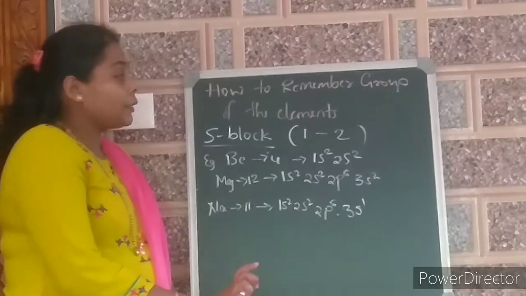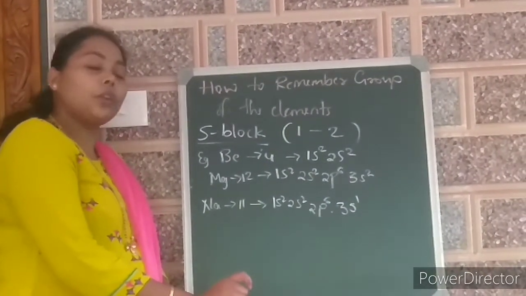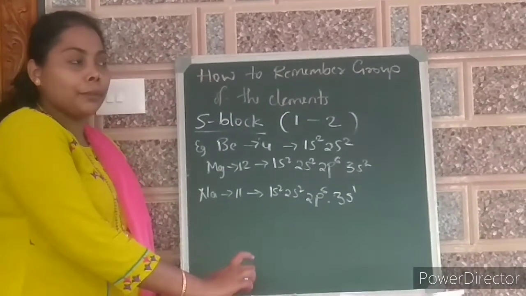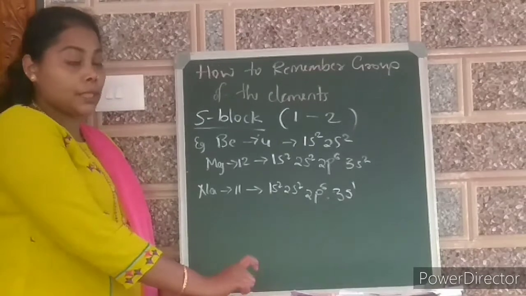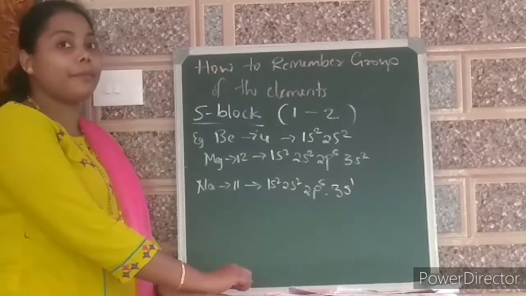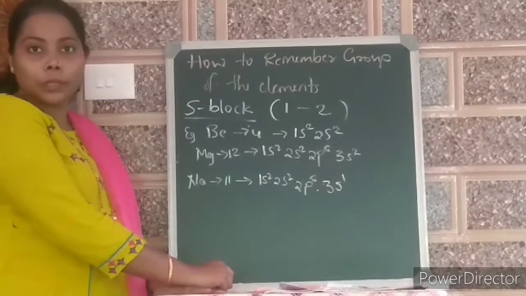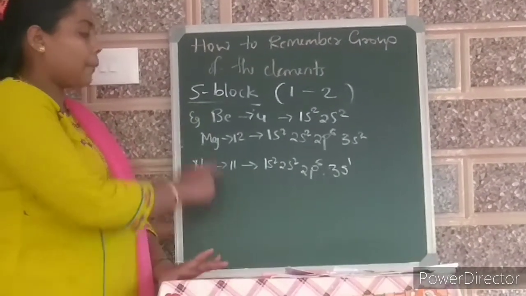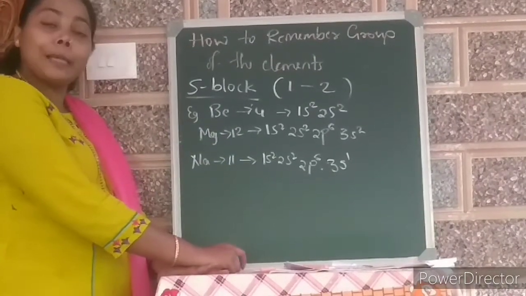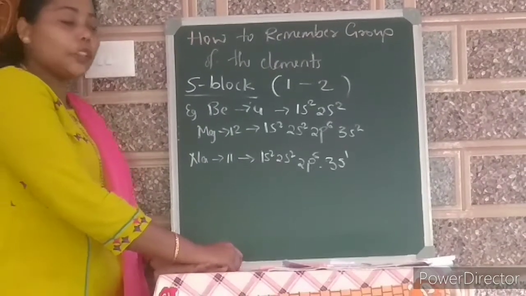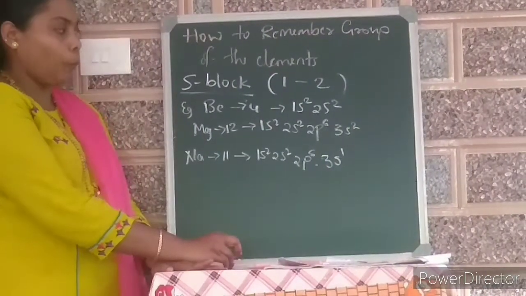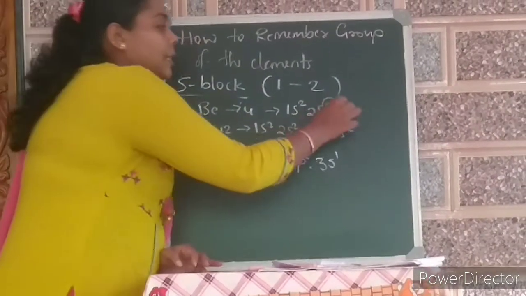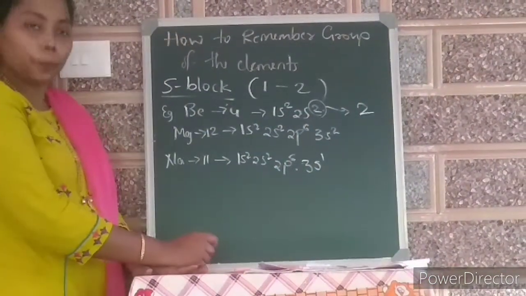Next one is how to remember the group of the element. When we say group, there are different groups. There are 18 groups. In these 18 groups, there are P block elements, S block elements, D block elements and F block elements. One by one we are going to see. First one is S block elements. The first and the second groups are always S block elements. For example, take beryllium, which has atomic number 4. Therefore, the electronic configuration is 1s2, 2s2. The number of electrons in the last S orbital is 2, so it comes under the second group.